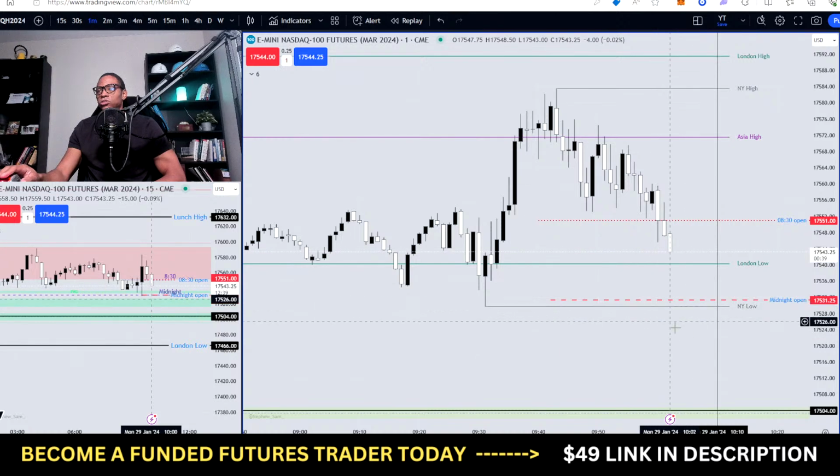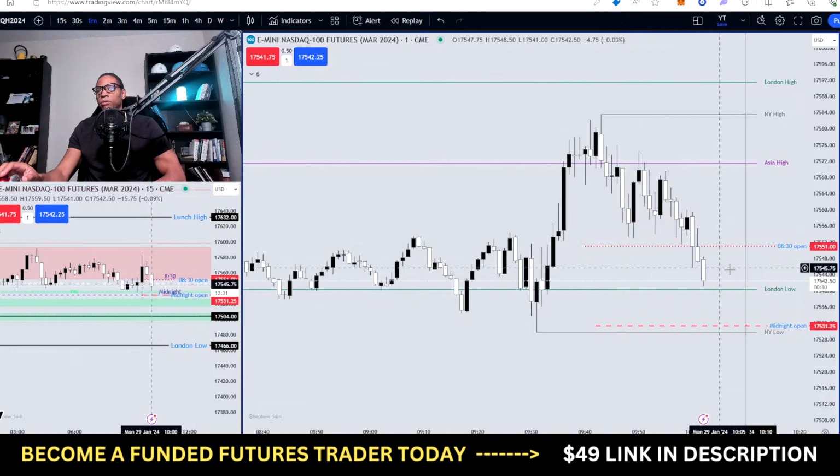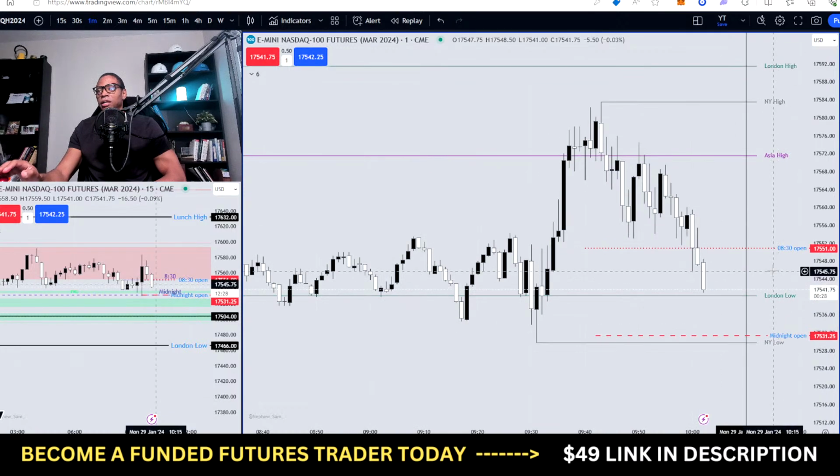So remember, if we see a sweep of lows down here, then we still have the New York high and the London high that are open. So if we do see price start to turn around, we can believe any impulse to the upside is potentially going for those New York high or the London high, or both.